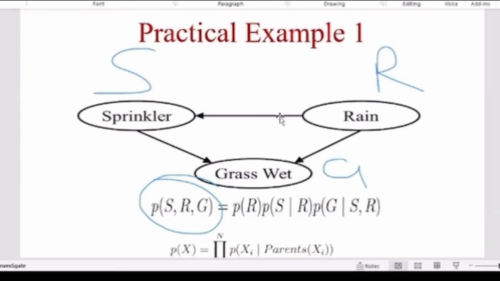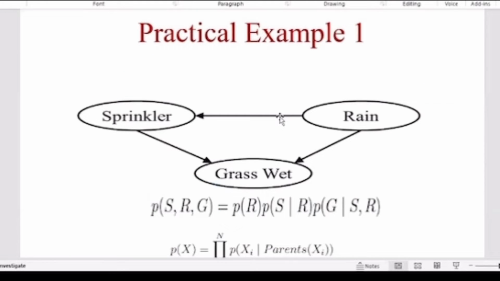Rain may be falling, and you could incidentally operate your sprinkler, it may be on, and the grass is wet. You want to figure out the three events at the same time. So if you want to figure out the three events at the same time, of course you're going to make use of the structure. Okay, are you surprised with this?